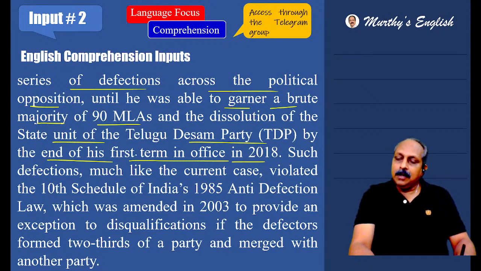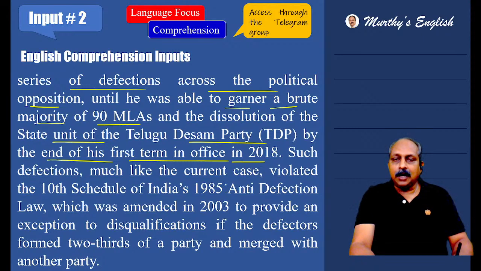What does it mean? Way back when Telangana was formed, 2014, the BRS got 63 constituencies, BRS won. In spite of that, it encouraged the defections, and because of defections, the number went up to 90 MLAs from 63. In that process, a particular party, entire party got dissolved. Which party is that? Dissolution of the state unit of the Telugu Desam party by when? By the end of his first term in office in 2018.